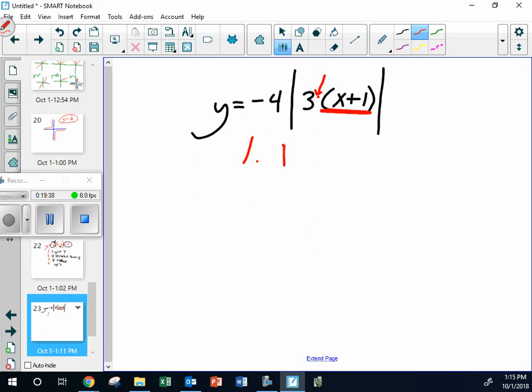How about, can we agree on this? Is it a horizontal thing? Horizontal shrink, very good. It's not a stretch like it seems. It's a shrink. And then horizontal shrink factor, and don't be fooled. Factor 1/3.